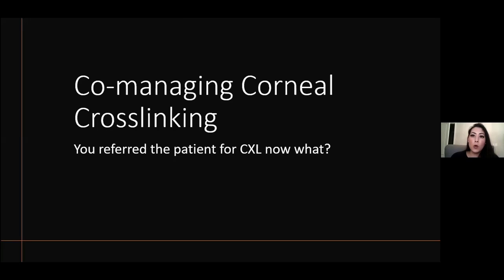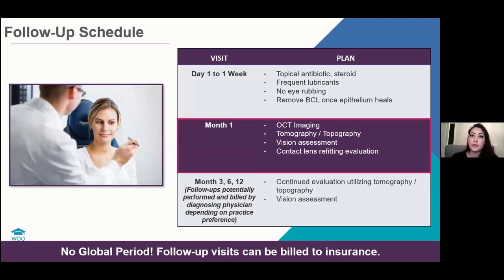So let's go over co-managing corneal cross-linking. So you've referred the patient for cross-linking. Now what? Let's say you've diagnosed the patient, or you've gotten a topography from another office and they sent it to you, and then you have the patient come back and you explain to them, yes, you do have keratoconus, you've answered some of their questions, and let's say you referred them for cross-linking.